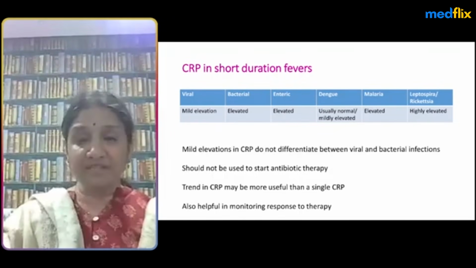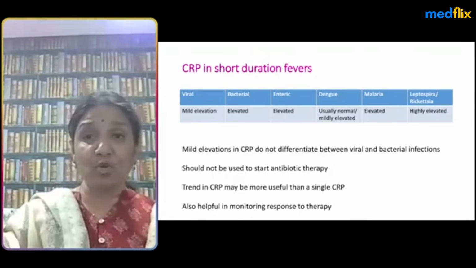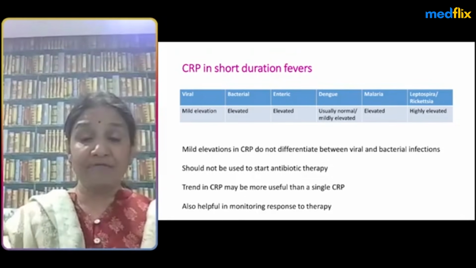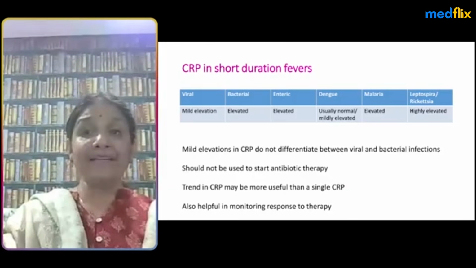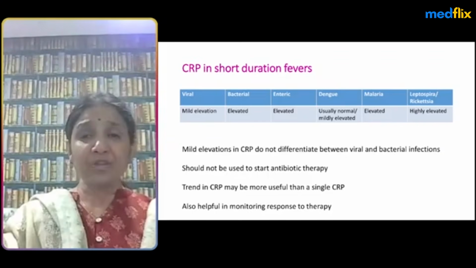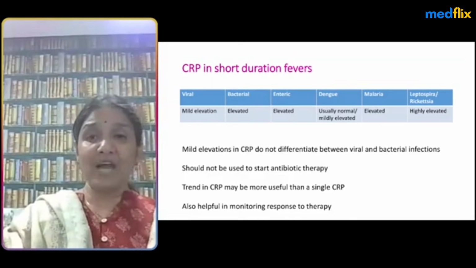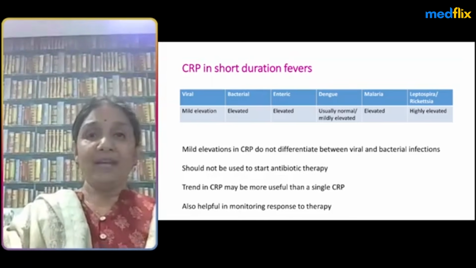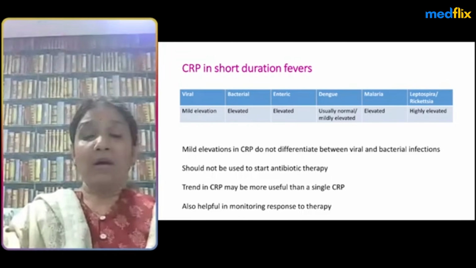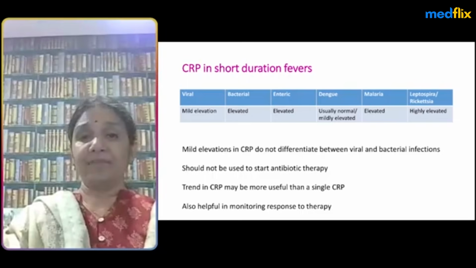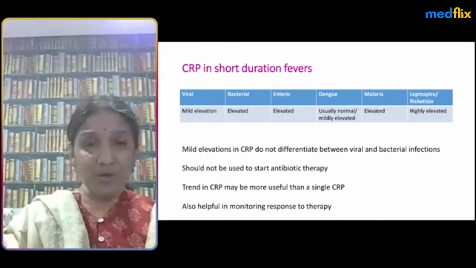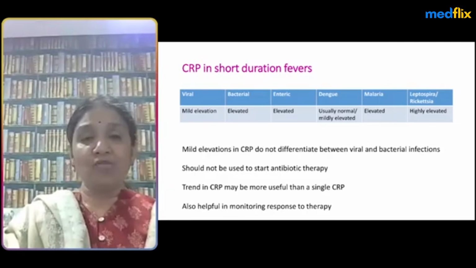So if you have a tropical fever syndrome, and I haven't put chikungunya here, but chikungunya is a viral infection, you have an elevated or highly elevated CRP because there's a lot of inflammation in chikungunya. So you can see that if you have a tropical fever syndrome and you have a normal CRP, that means you're probably dealing with dengue. Whereas if you have an elevated CRP, then it could be anything. Remember that CRP should not be used to start antibiotic therapy, and a trend in CRP is more useful than a single CRP, and it is also helpful in monitoring response to therapy.